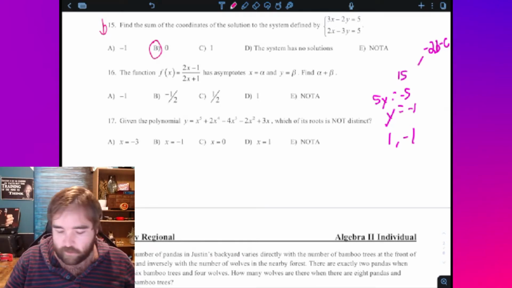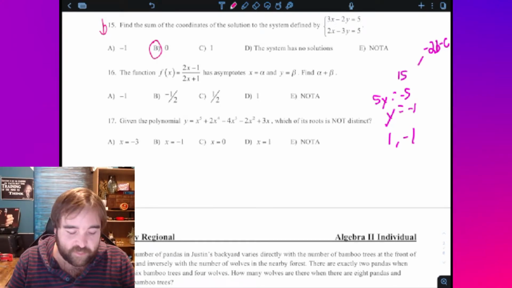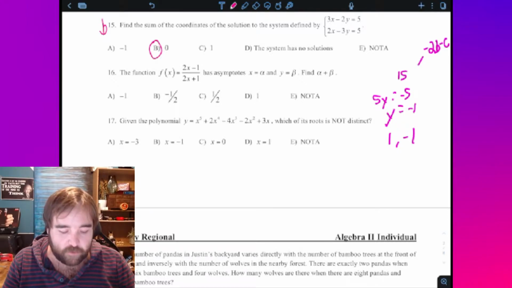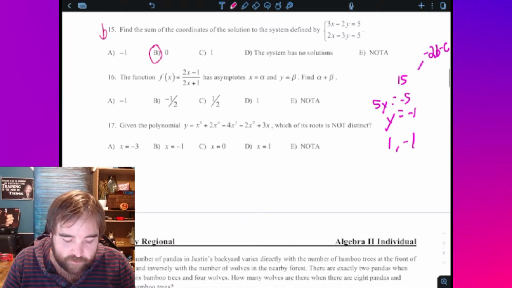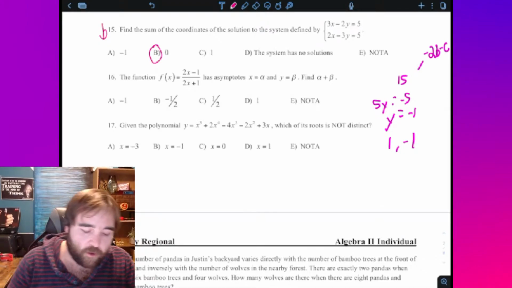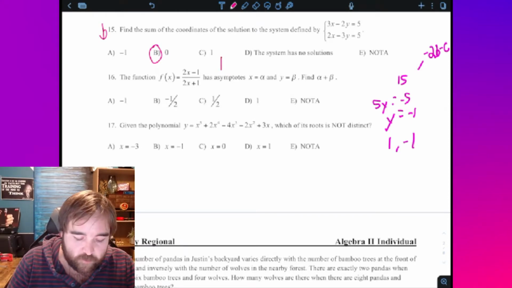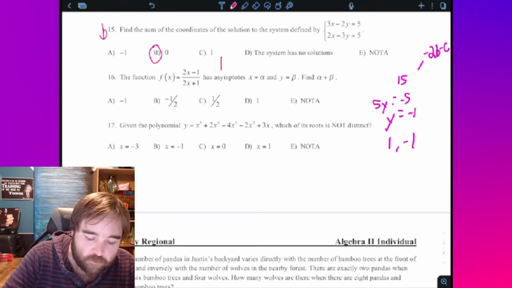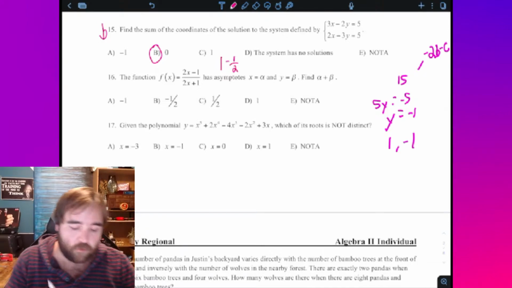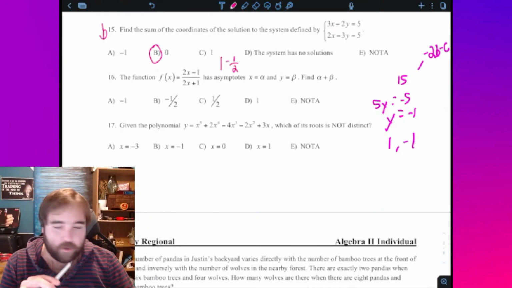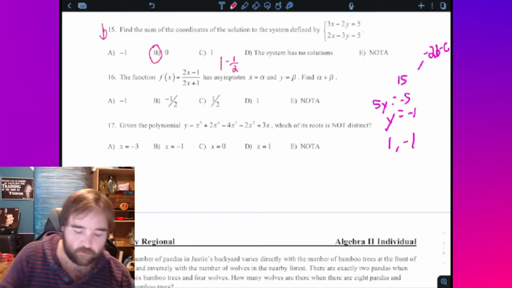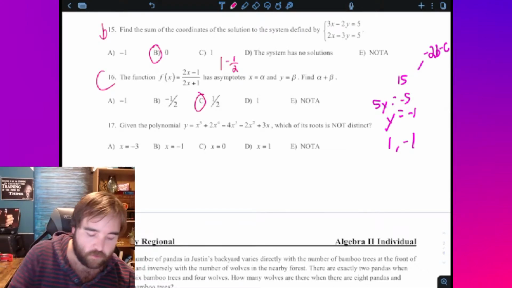Anyway, so number 16. Now, I haven't seen these questions at all, but number 16. The function's got those two asymptotes, add them together. Alright, well, that's fair. So horizontal asymptote is 1. It's 2 divided by 2. And the other one is negative 1/2. Solve the bottom for 0. So that's 1/2. Add them together.